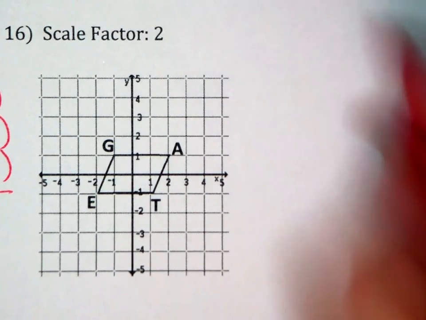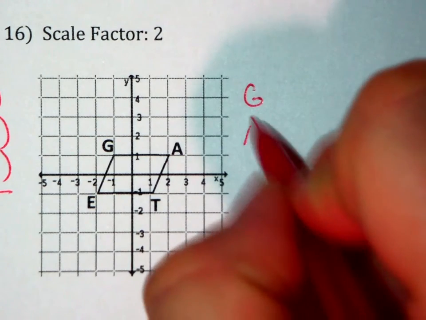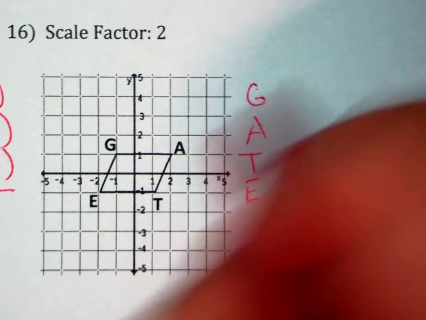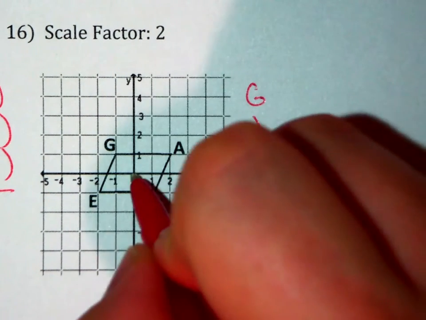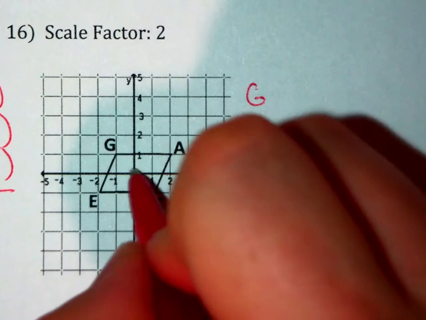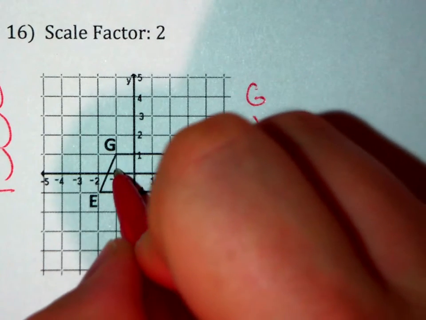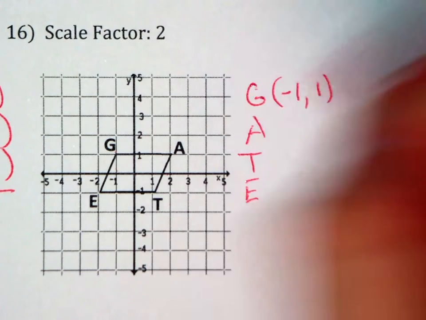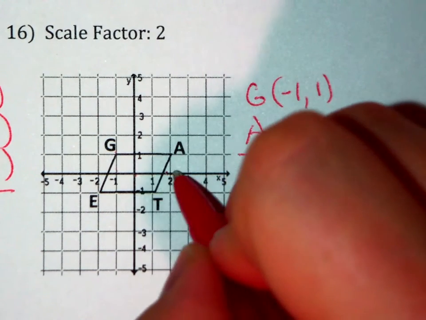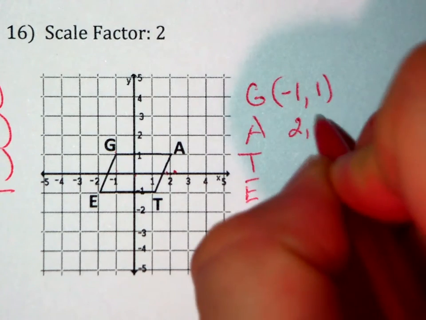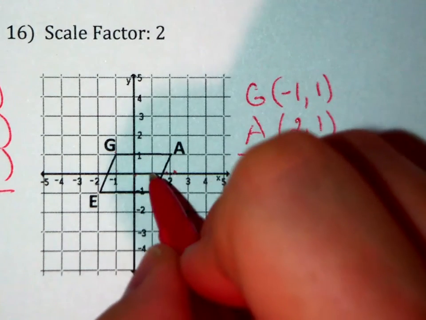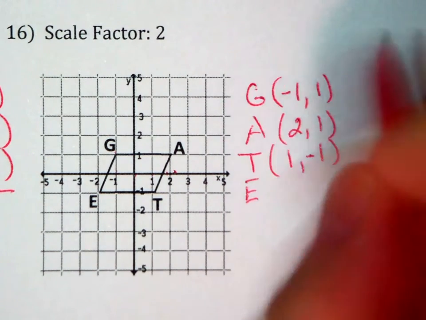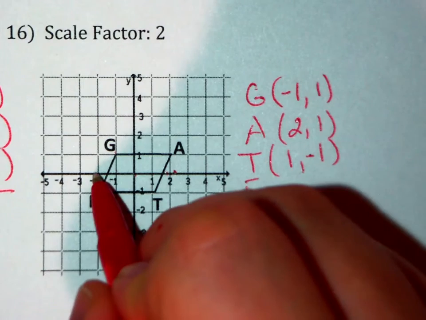Number 16, same process, so GATE. Need to identify each ordered pair. Well, this one I come over 2 from the origin, up 1. Let's start at G, sorry. I'm going to move backwards 1, up 1, so that would be an x of negative 1, a y of positive 1. A, we move forward 2, up 1. T, I move forward 1, down 1. E, I move backwards 2, down 1.